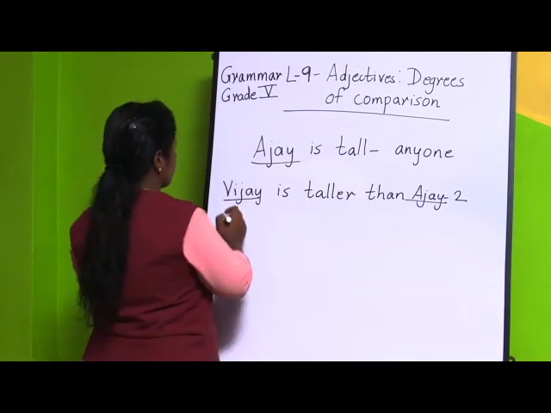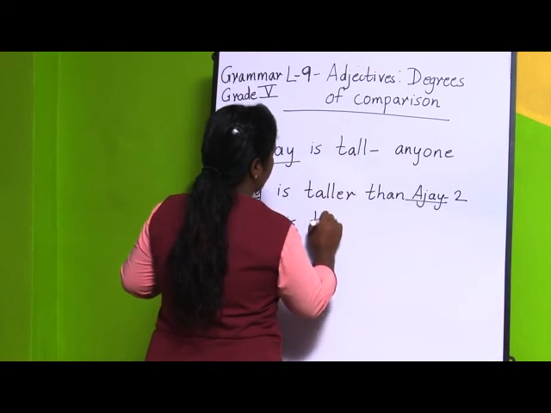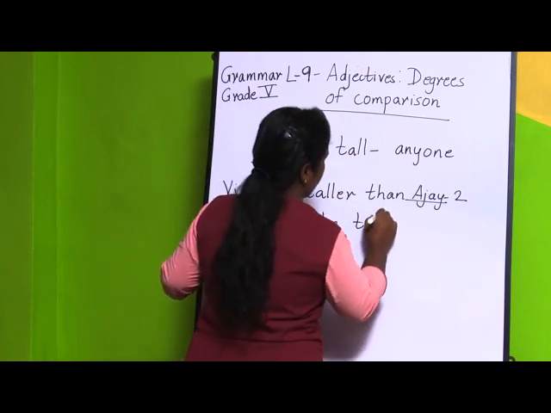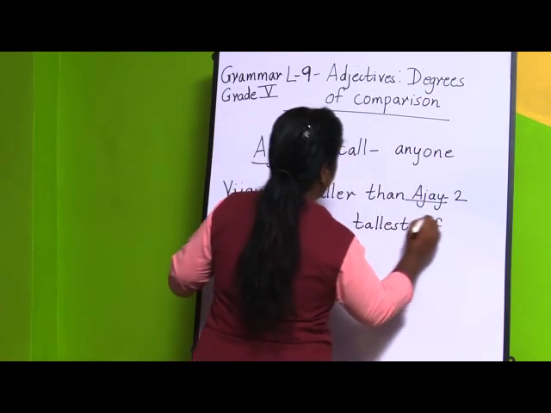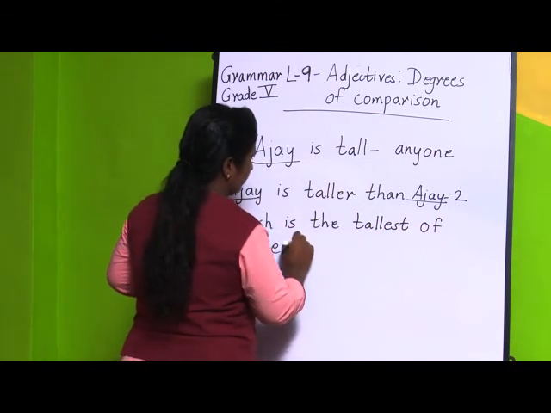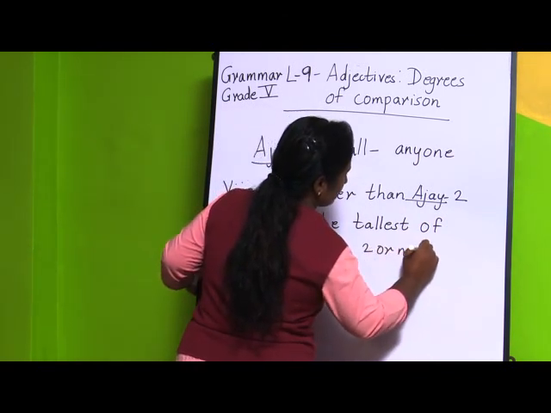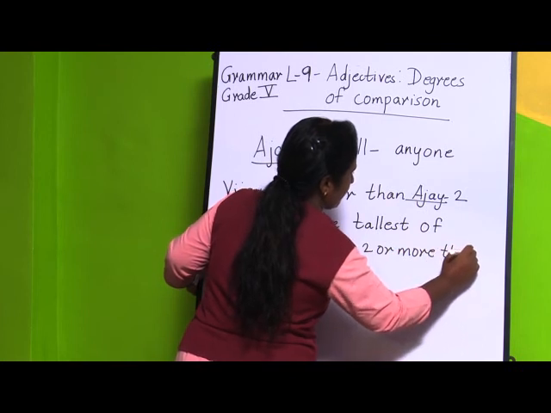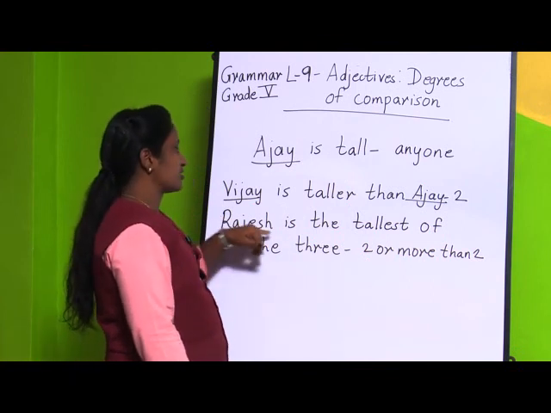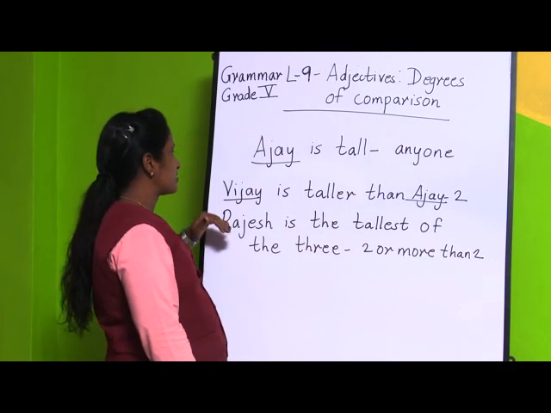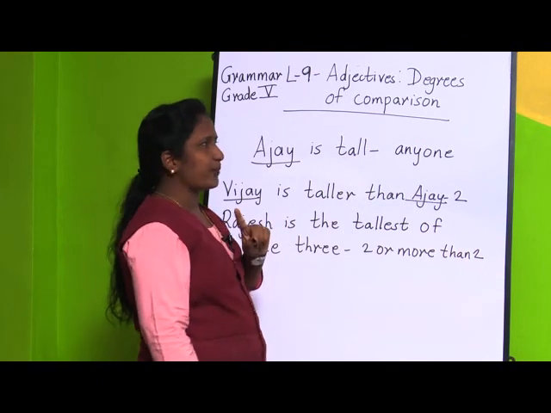But if I write like this, Rajesh is the tallest. Rajesh is the tallest of the three. Of the three. Now who all are these three? Yes, we are going to compare between two or more than two persons. Now here what they have told, Rajesh is the tallest of the three. Who all are these three persons? Rajesh, Vijay and Ajay.